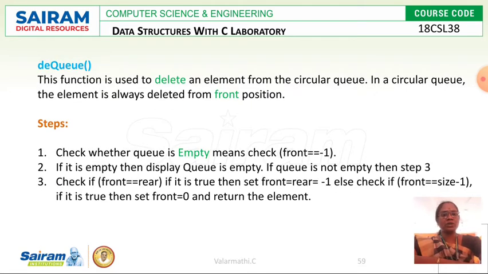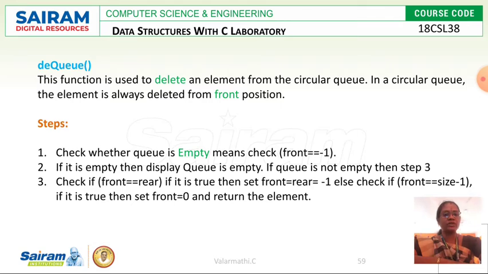Similarly, dequeue is one of the functions to delete an element from a circular queue. The deletion of an element from a circular queue is always performed at the front position. So where the insertion happens at the rear position, deletion happens at the front position, right? Then check whether the queue is empty. Before deleting an element, we need to check whether the queue is empty or not.